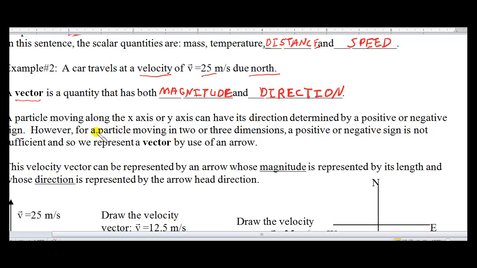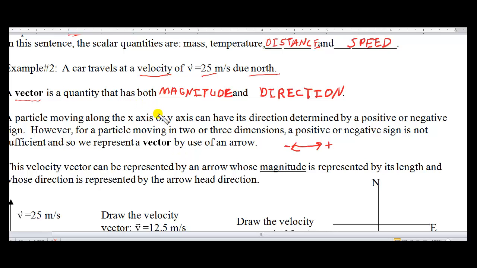Okay, let's continue. Suppose we have a particle moving along the x-axis or the y-axis, and it can have its direction determined by a positive or negative sign. For example, if I have a particle moving along the x-axis like this, then I can say that it's going in the positive direction, right? If I have the particle, however, moving in the opposite direction along the negative x-axis, then we would say it's going in the negative direction. And the same is true for something moving vertically. Up we could say was positive, and down we could identify as being negative.